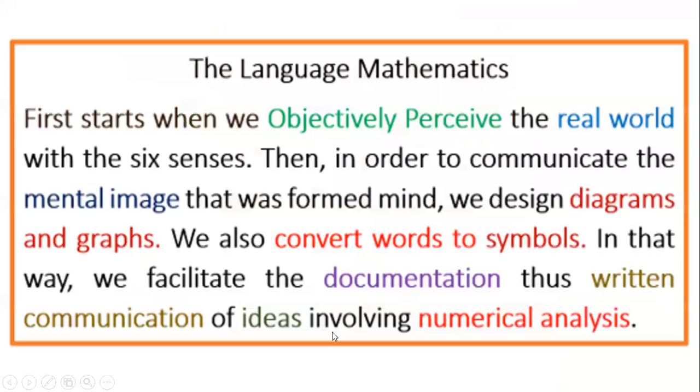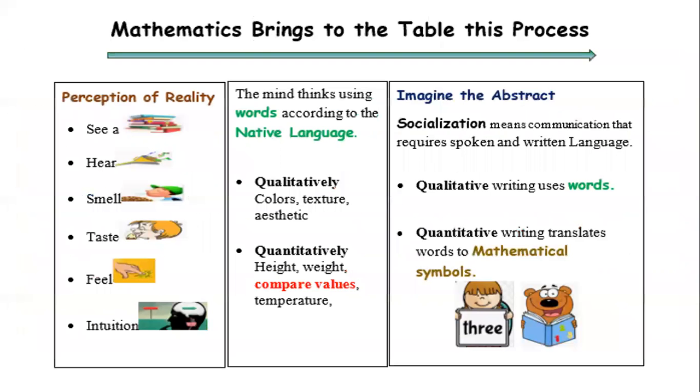Okay, and this brings us to a definition of the language of mathematics. It first starts when we objectively perceive the real world with the 6 senses. Then in order to communicate the mental image that was formed in our minds, we design diagrams and graphs. We also convert words to symbols. In that way, we facilitate the documentation, thus written communication, of ideas involving numerical analysis. Okay, so mathematics is basically the language that we use to communicate quantitative analysis in written form. Okay, translating words to symbols and diagrams.